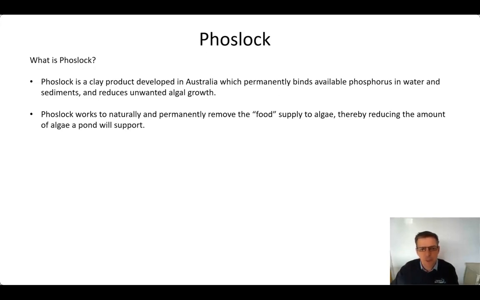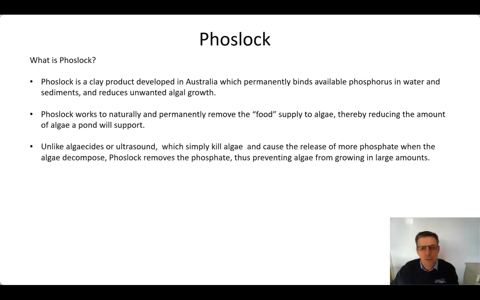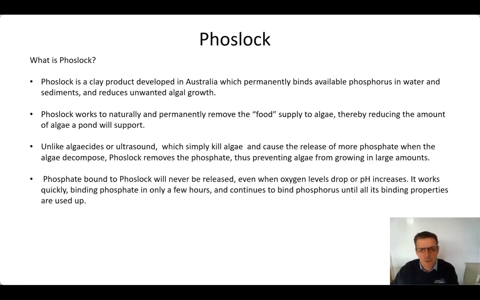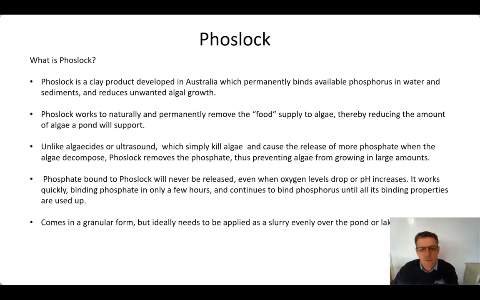When algae dies back as a result of ultrasound or algicides, it releases phosphate back into the water, whereas Foslock removes the phosphate permanently. Phosphate bound to Foslock will never be released, even when oxygen levels drop or pH increases. It works quickly, binding phosphate in only a matter of hours, and it will continue to bind this phosphate until all its binding properties are used up. It comes in a granular form in bags, but ideally needs to be applied as a slurry evenly over the pond or lake.